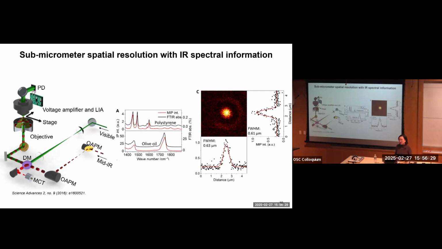Next, we demonstrate our spatial resolution by imaging a 500 nanometer polymer microsphere, and by doing the MIP imaging and then doing the X and Y cross-section profile, we quantify our spatial resolution to be around 600 nanometer, which is at least an order of magnitude improved compared to the conventional mid-IR imaging.